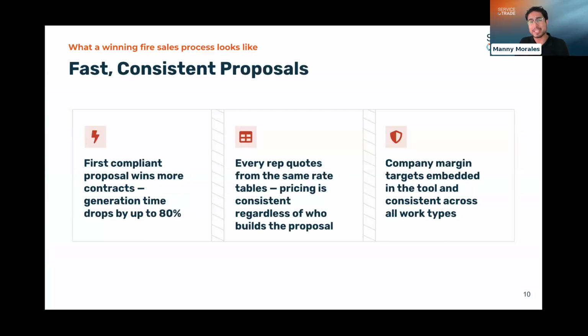The second part of a winning process is fast, consistent proposals, where every rep quotes from the same pricing tables, margin requirements are built into salespeople's workflows, and they're consistent across job types where they need to be. So building a sales process is also important for how quickly you can bring in strong salespeople who might not even be from the trades. And anecdotally, we have a customer we're working with right now on a customer story where they were able to hire a specialized salesperson that was not from the trades. And in their first year, they were able to generate over 1 million in contract revenue for their business with SalesManager.